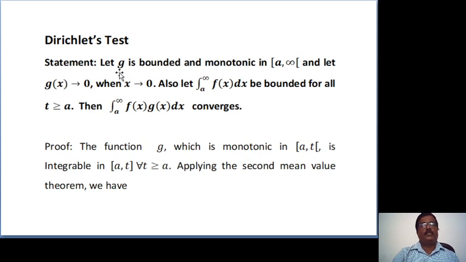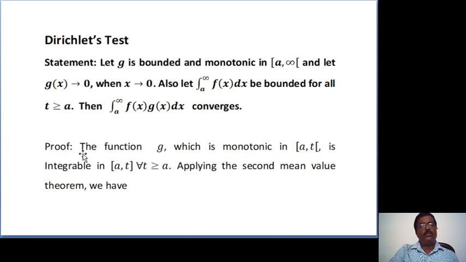It states that let g be bounded and monotonic in the semi-open interval a to infinity, and let g of x tend to 0 when x tends to infinity. Also let the integral from a to t of f of x dx be bounded for all t greater than or equal to a. Then the integral from a to infinity of f of x g of x dx converges.